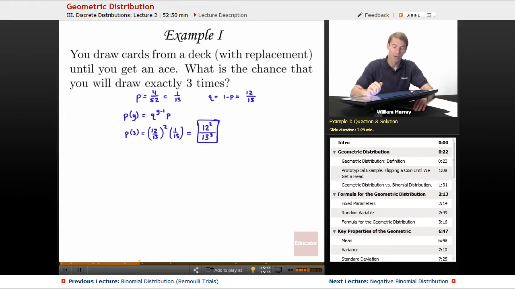So just to recap how we did that, we figured out this is a geometric distribution because we're running independent trials until we get a success. The probability of success is, well, there are 4 aces out of 52 cards, so it's 1/13. Q is 1 minus P, so that's 12/13. Then I just dropped those into my probability distribution formula. The Y here is 3 because we wanted to draw exactly 3 times until we get an ace. So I filled in Q, I filled in Y minus 1, and I filled in P, and then I simplified that down to get an answer.